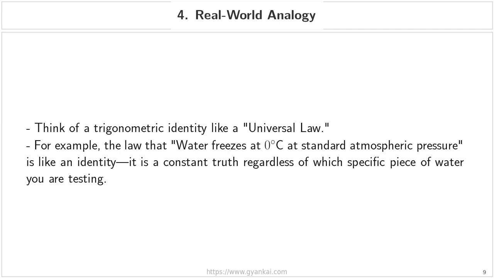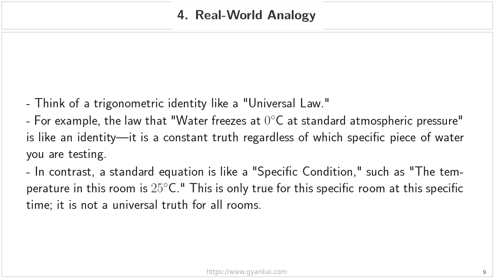It doesn't matter which specific sample of water you are testing, whether it's from a lake or a glass, the rule remains the same. In contrast, a standard equation is more like a specific condition. For example, if I say, the temperature in this room is 25 degrees Celsius, that statement is only true for this specific room at this exact moment. It isn't a universal truth that applies to every room in the world. Just like we saw in the previous examples with sine and cosine, an identity must hold true universally, whereas an equation only holds true under specific, limited circumstances.